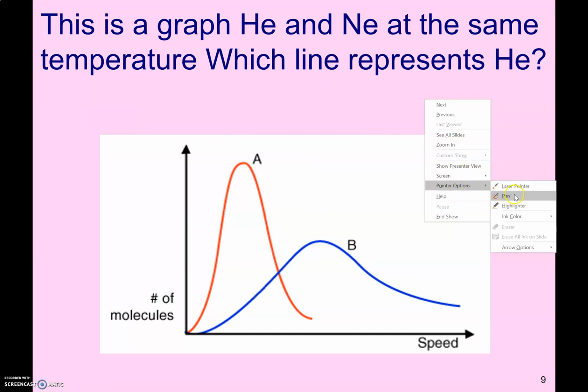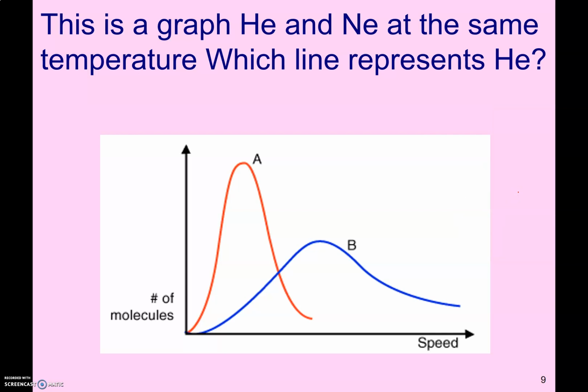So this is a check for understanding. We have this graph that shows helium and neon at the same temperature, and it wants to know which graph represents helium. So we remember speed is on the x-axis. Let's say we're numbering this 1 meter per second to 100 meters per second. The range doesn't really matter. Speed is affected by the mass of the particles, or the molar mass. So helium has a molar mass of 4, and neon has a molar mass of about 20. So from that, we know that helium, if they're at the same temperature, would be moving faster. So this one would be moving faster, and this one would be moving slower.